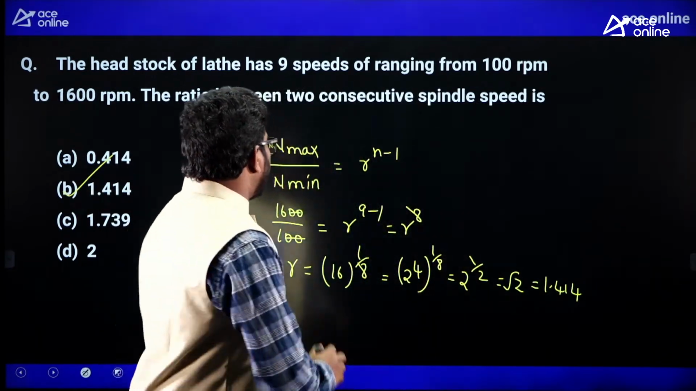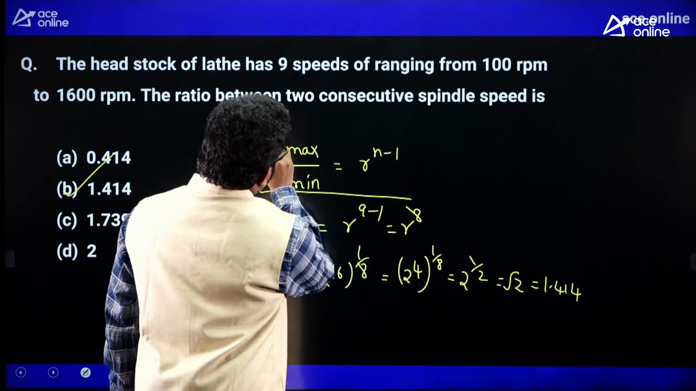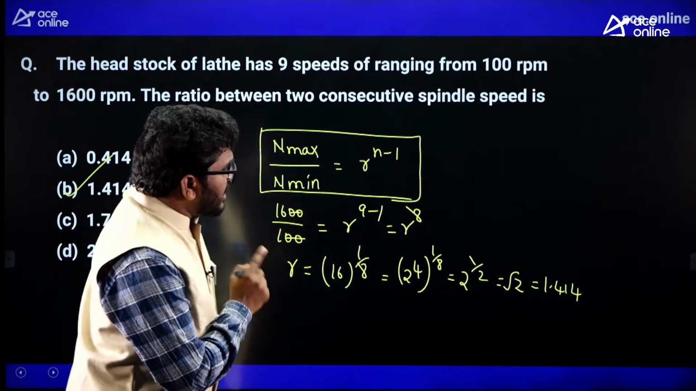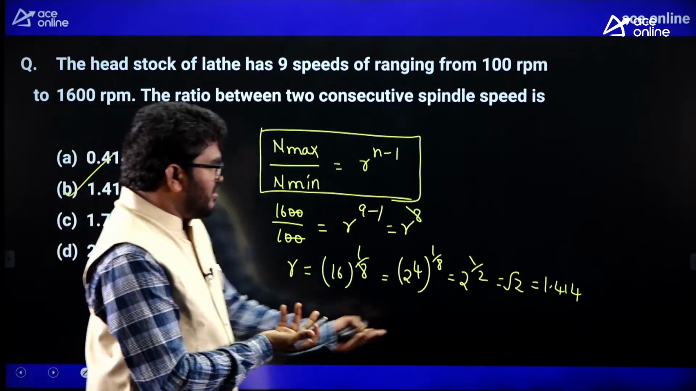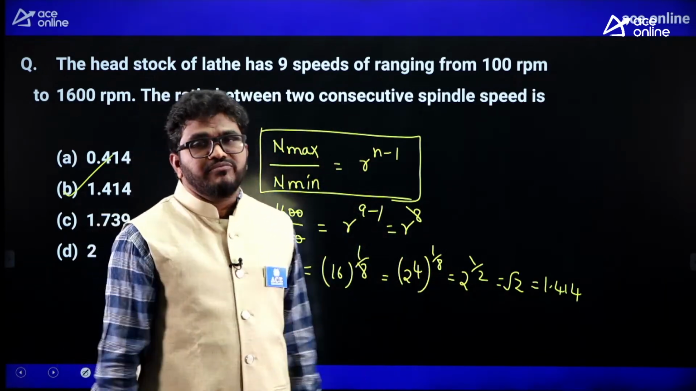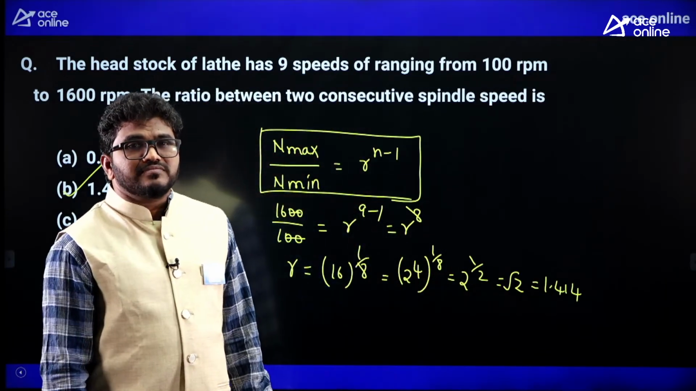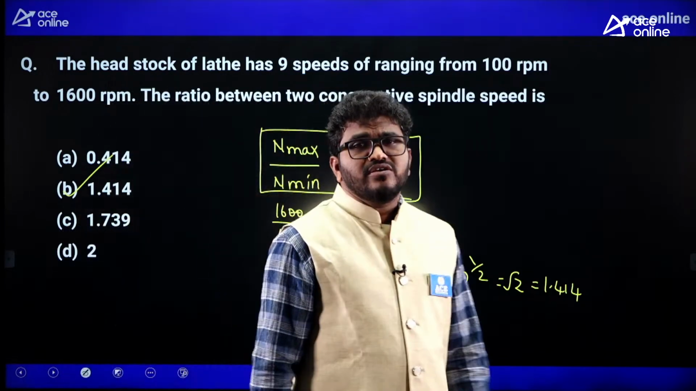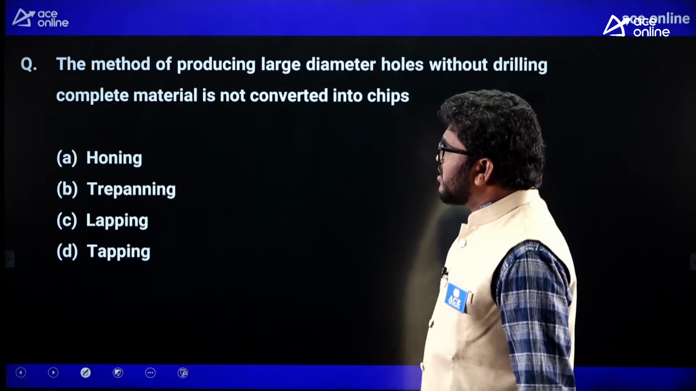It's simple, but you should remember this formula. Sometimes you can solve this type of question without a calculator. As an engineer, you should remember root 2. You should remember the 1.414 value of root 2. Right, this is the answer for this question.